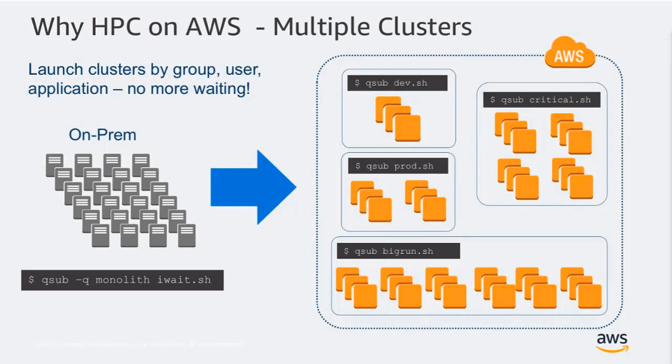On AWS, you can have multiple clusters. Everybody gets a cluster. So now, production has their own cluster. R&D, they have their own cluster. Dev test, they have their own cluster.